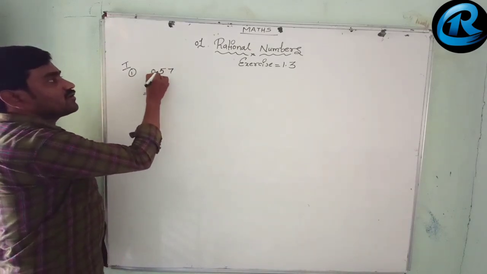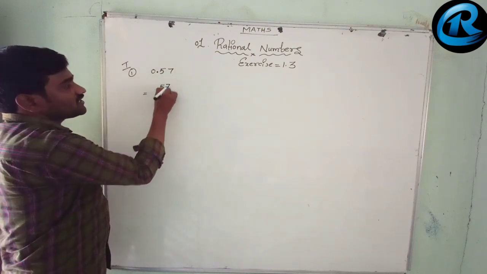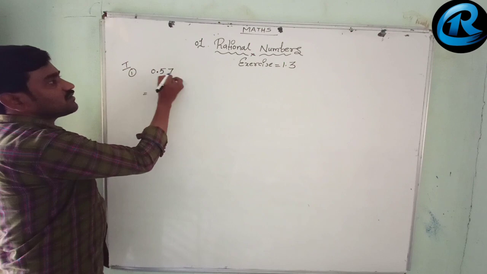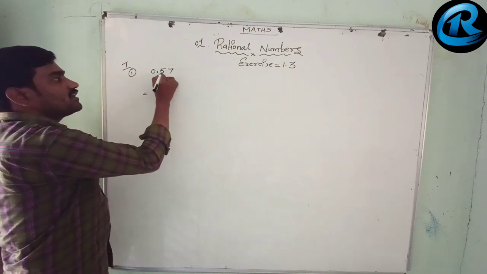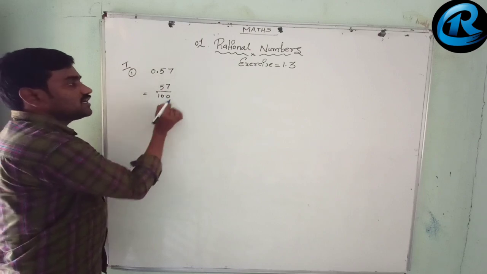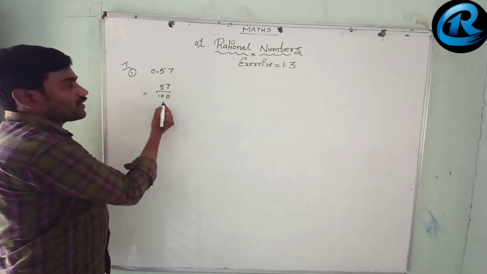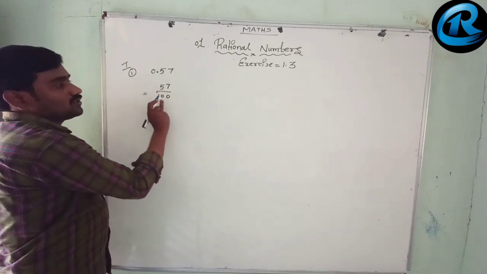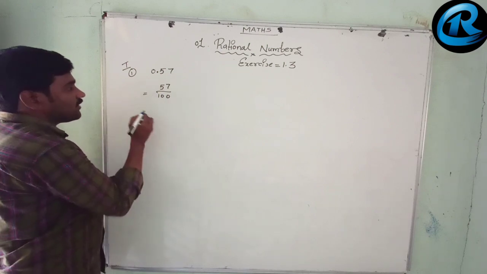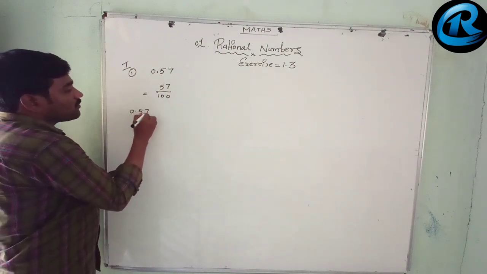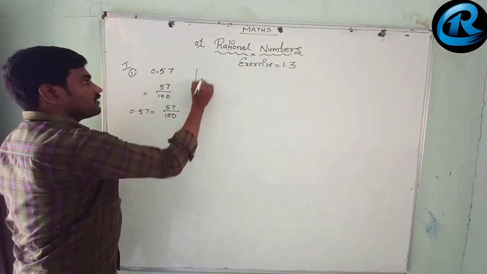How can we convert decimal numbers into the form of p by q? So 57 by, how many decimal digits are there? 1, 2. So you write 100. As many decimal digits as there are, that many zeros you have to write, that means multiples of 10. 2 zeros, so the number is 100. Therefore 0.57 equals 57 by 100.